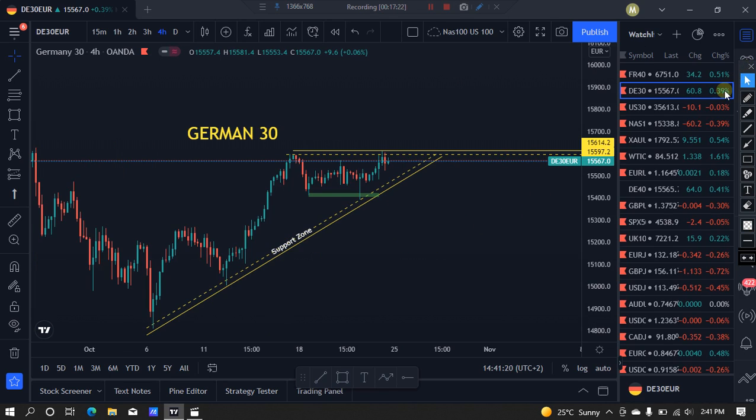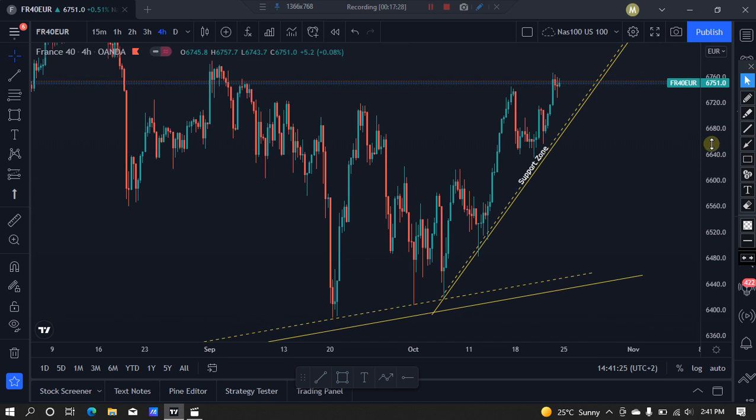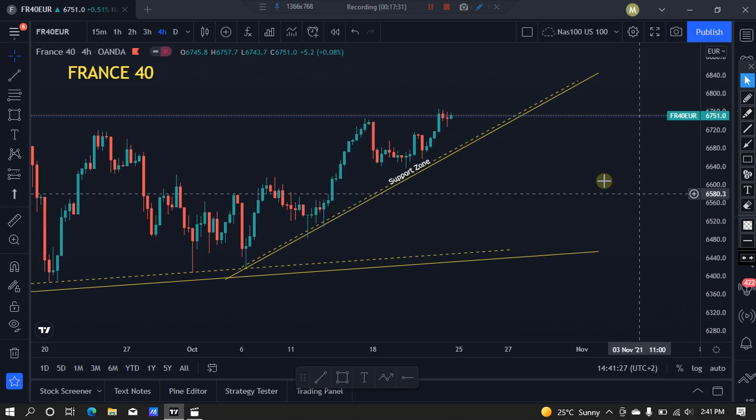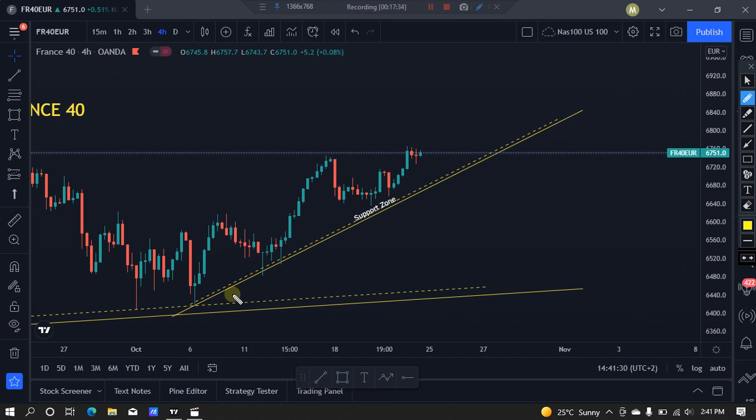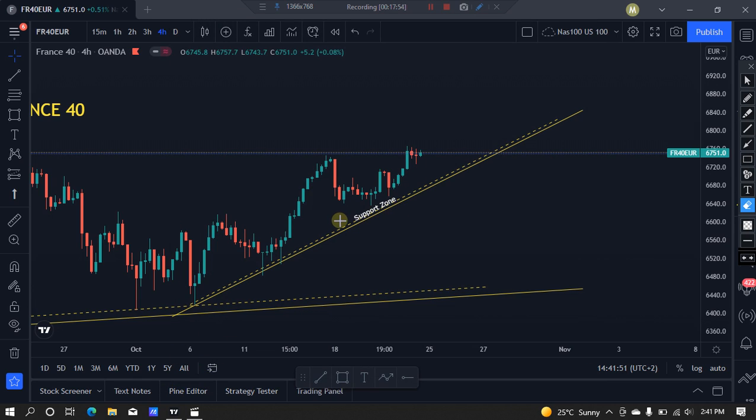So let's go straight to France 40. On France 40, guys, this is also on a very nice bullish momentum. I hope you can see that. The market was just respecting this support and creating this type of moves. So there's a possibility that it can still push higher, and then maybe the market will just go higher and higher. By what we see, we are on an uptrend, which makes it a very nice buy opportunity.